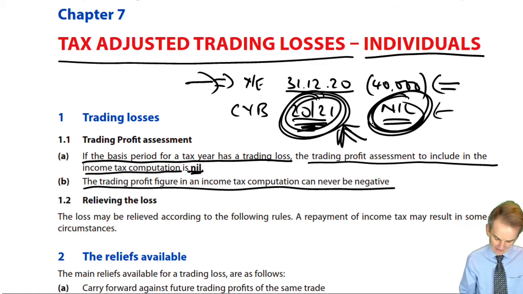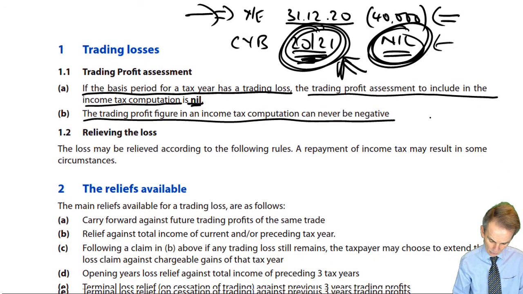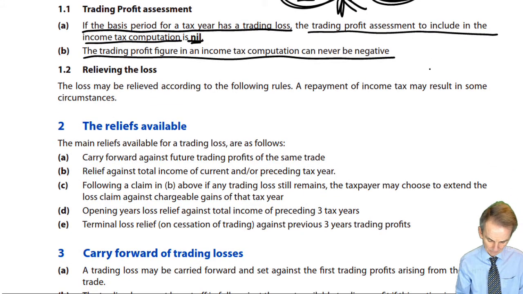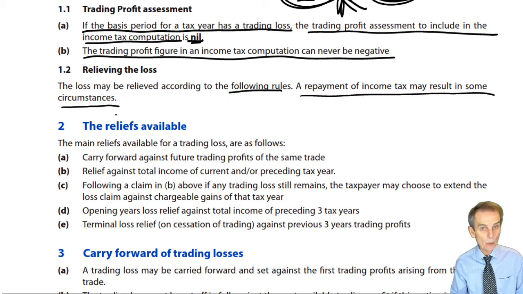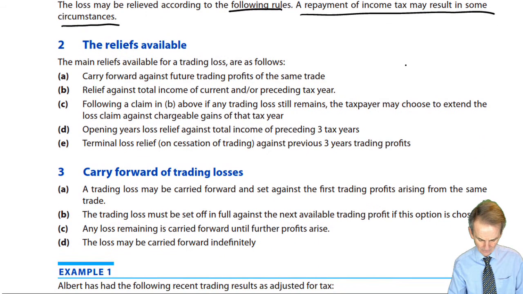Okay. Let's just recap the technical points with these notes now. Again, we need to follow the rules. A repayment of income tax may result in some circumstances. That is basically when you carry the loss back to the preceding tax year.